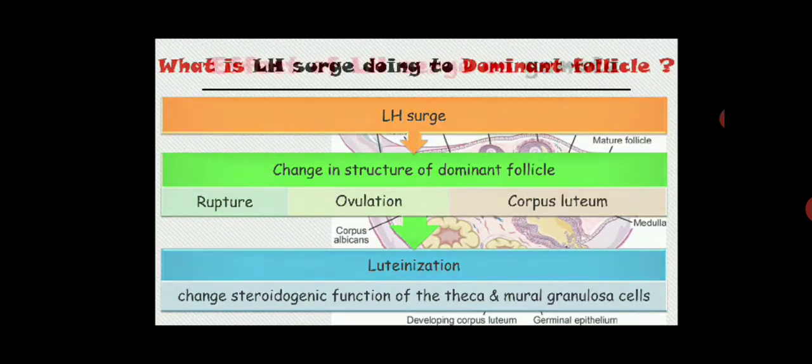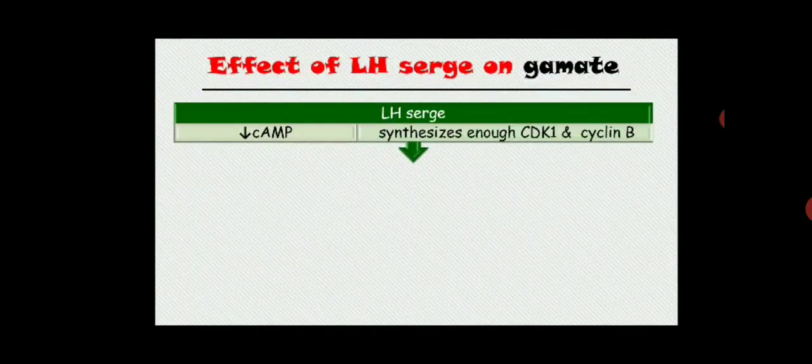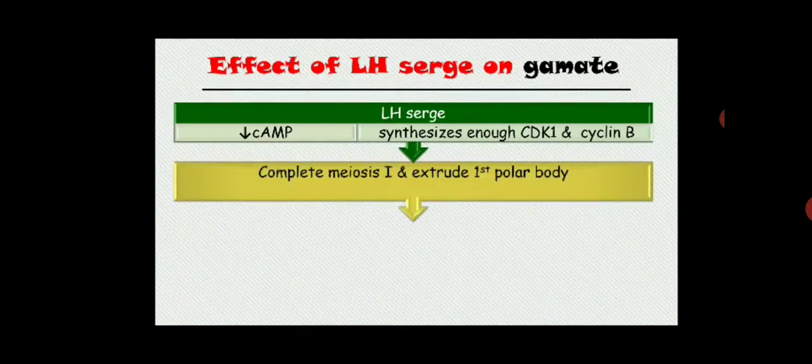Now the effect of LH over the gametes. What is the situation at the gametes? Now the LH surge will do certain things. The LH surge causes decreased cyclic AMP level, and at that time the primary oocyte will synthesize sufficient amount of CDK1 and cyclin B. Right? Because it synthesizes enough of the protein responsible for maturation of the oocyte, and it decreases the level of cyclic AMP, now it completes meiosis 1 and extrudes the first polar body, right?